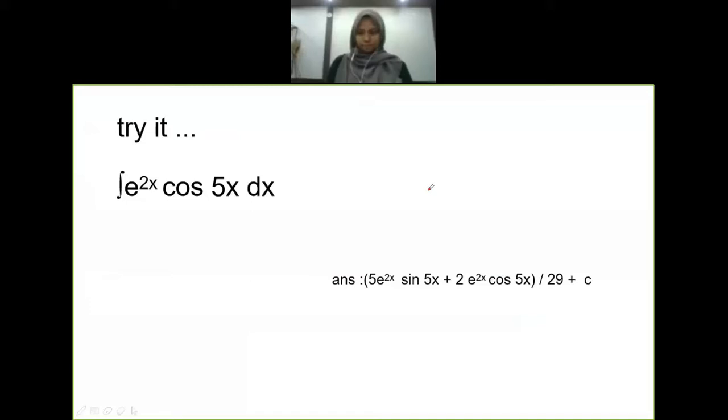No. Anyone else can try it? Negative sine 5x over 5. No. For this, we will get sine 5x. If we integrate cos, we will get sine.